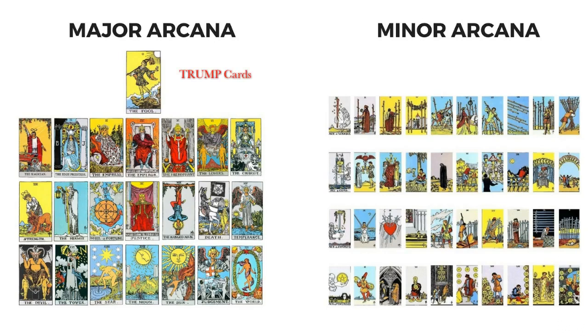When they appear in a reading, it's an indication that there's something major, something significant, a significant event or situation in one's life that needs to be paid attention to. Now, the minor cards, on the other hand, they depict everyday people and everyday events.